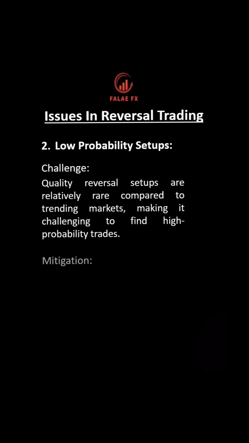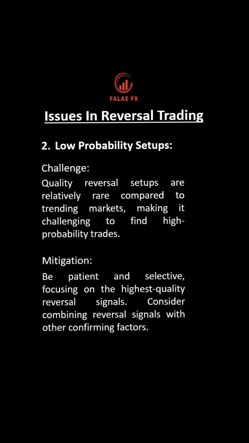The mitigation of this low probability setup will involve being patient and selective and focusing on the highest quality reversal signals. Consider combining several signals with other confirmation factors. This is where backtesting is very important, because when you backtest, you'll be able to see the combination of indicators that give you the highest probability trades.